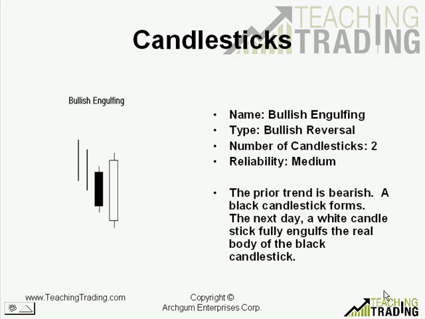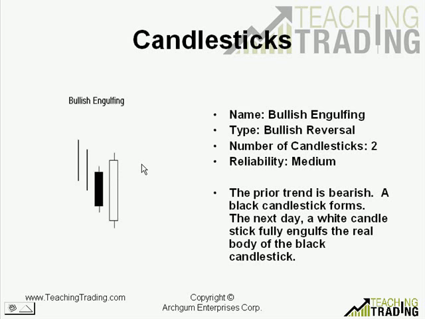Next, we have the bullish engulfing pattern, and this is a bullish reversal pattern, which means that the current downtrend will reverse and become an uptrend. The number of candlesticks is 2. We have the black candlestick followed by the white candlestick. The prior trend is bearish. A black candlestick forms. The next day, a white candlestick fully engulfs the real body of the black candlestick.